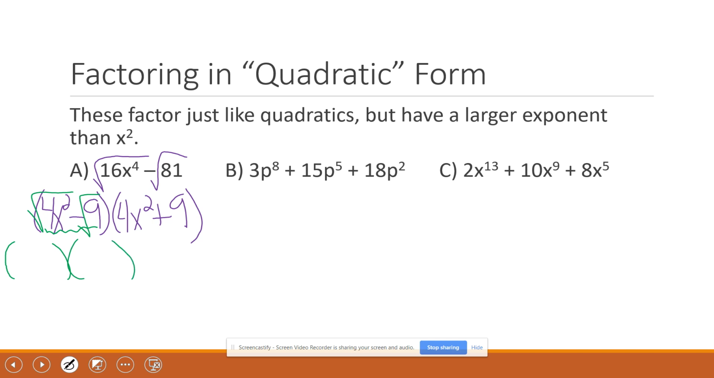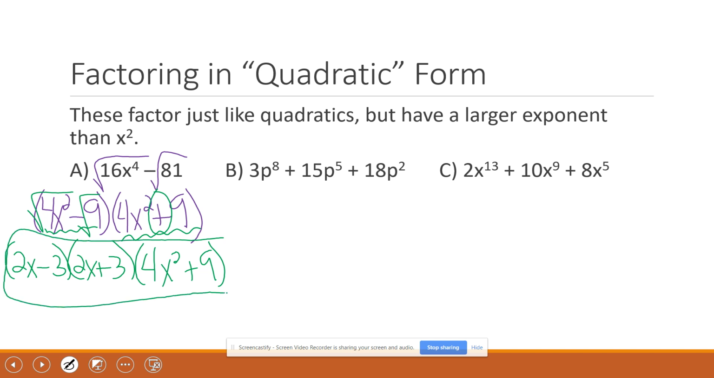So I'm going to set this up. The square root of 4 is 2. The square root of x squared is x. The square root of 9 is 3. One's plus, one's minus. And then I look at the right set of parentheses and say, oh, well, that adding there says that one can't go any further.